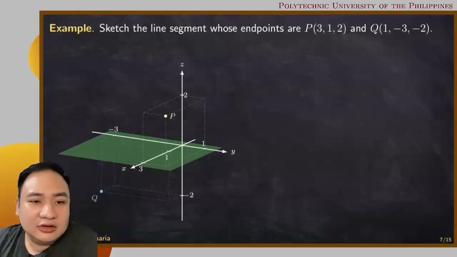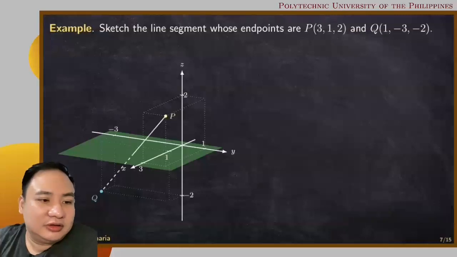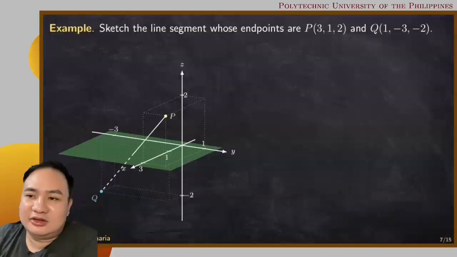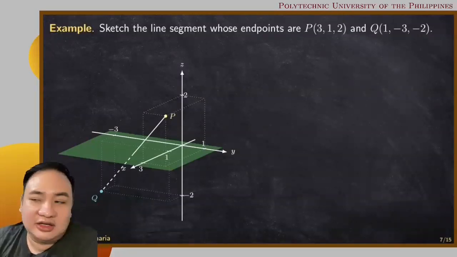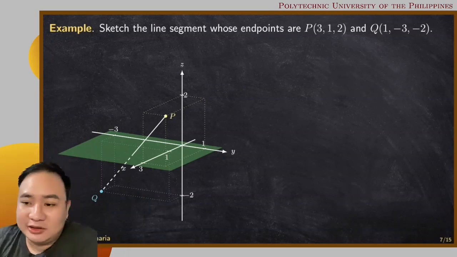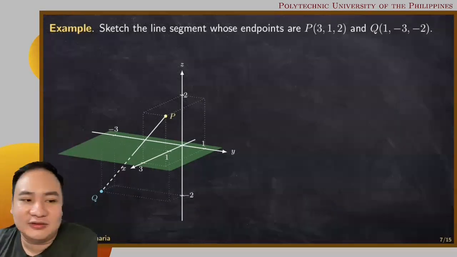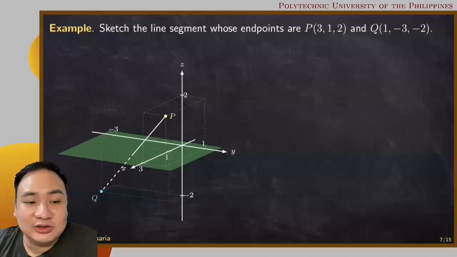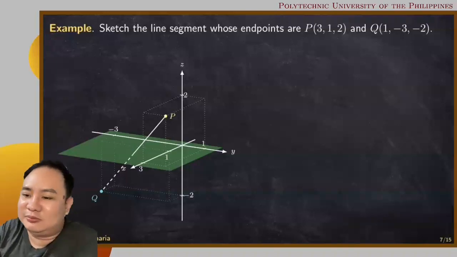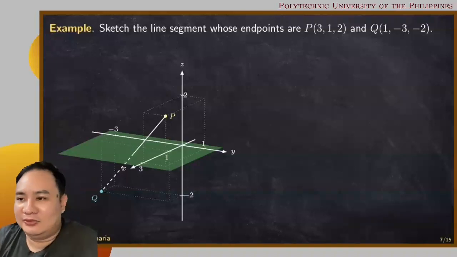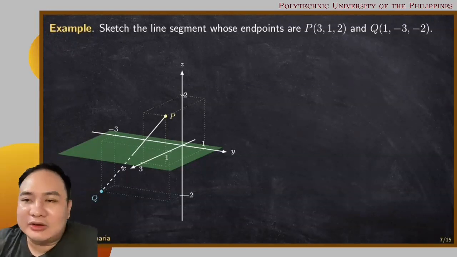Okay? So idudugtong mo lang, nilagyan ko ng dash yan to indicate that it's under the XY plane. Hindi na natin siya nakikita from where the camera is located. Kumbaga, yung mata natin yung CCTV. Hindi na natin nakikita kasi nasa ilalim na ng lupa. Okay? Naintindihan nyo ba to?